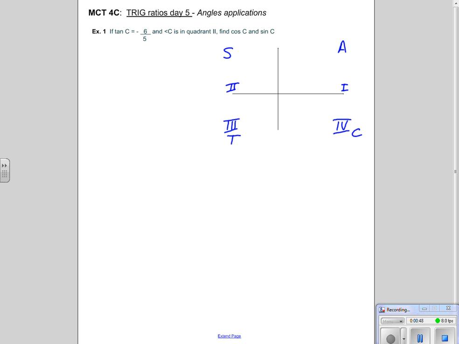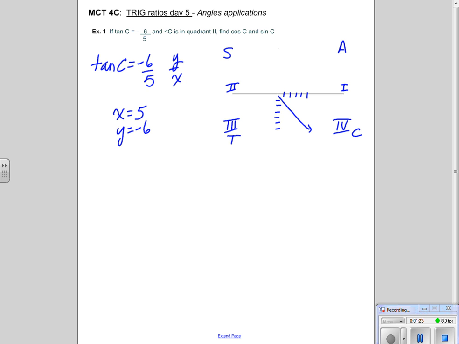Tan of C is minus 6 over 5. So if tan of C equals minus 6 over 5, and I know that tan is y over x, then I know my y value and my x value. X is 5, y is minus 6. So I have the point 5, minus 6. Except wait, 5, minus 6 is in the 4th quadrant.